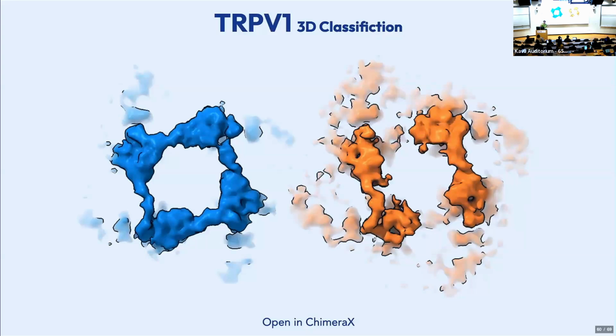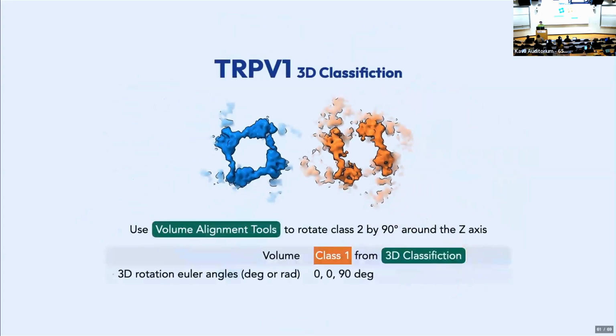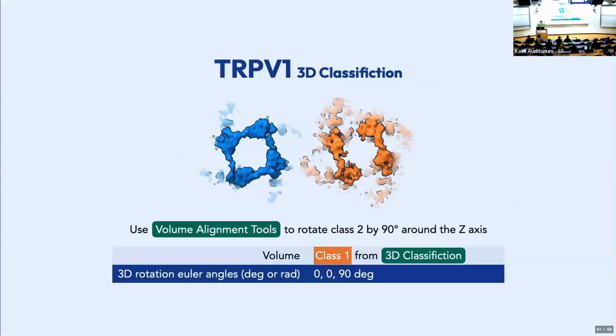And I just need to figure out a way to align all the particles together. I can use volume alignment tools to do this. This is like align 3D maps, where we change the volume and then bring the particles along. But this volume alignment tool is us saying, do this alignment. So in this case, I'm taking the orange class and rotating it 90 degrees. That's just going to give me the other map. So I don't need to get the other map from the classification. Since I know that there are two linkers in my target, I don't really care that I was only able to pull one of them out with 3D classification. I'll just make the other one.